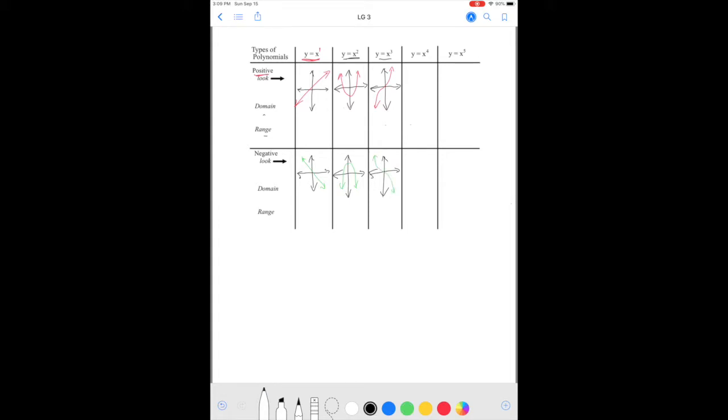And then we look at the power of 4, the quartic. It's got a power of 4 there, so I know it's going upwards. I say it looks like a W shape. And the negative, it's going to be going down.